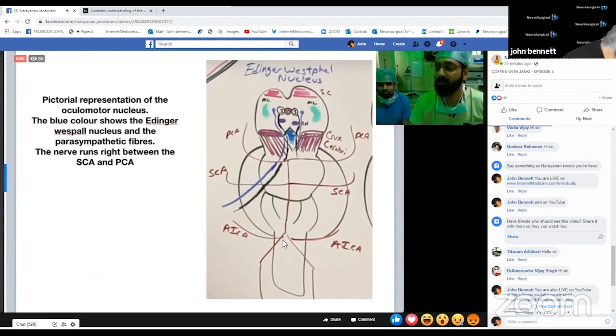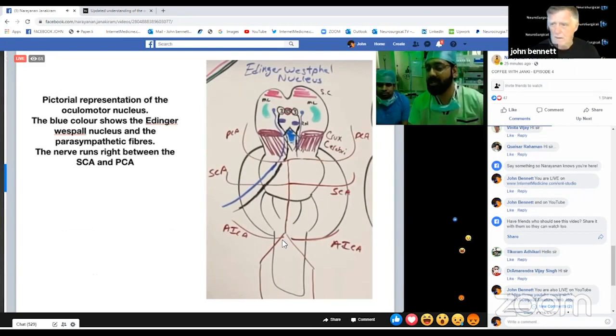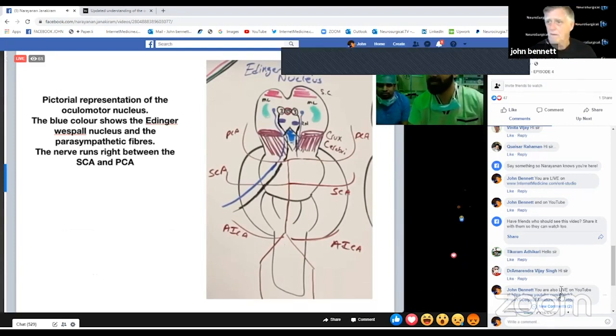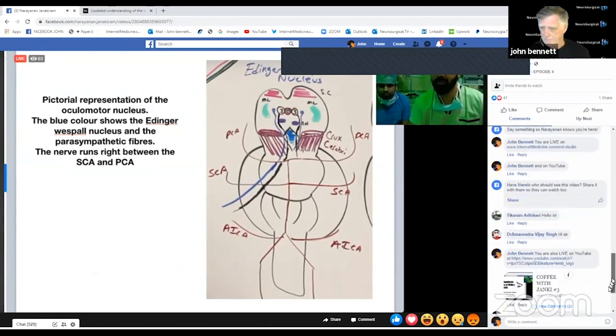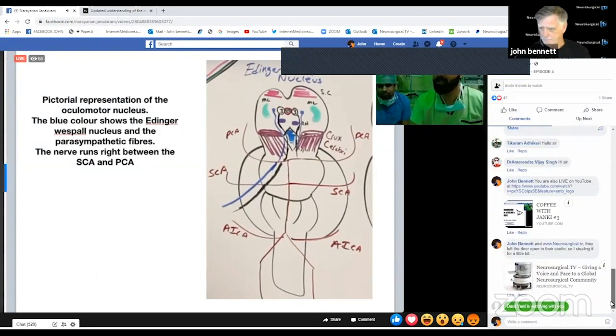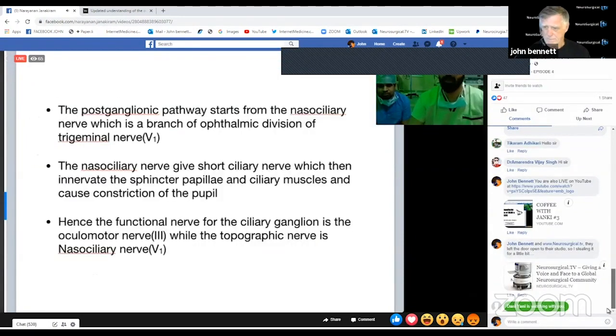You see here, that's the Edinger-Westphal nucleus, and the parasympathetic fibers, the nerve runs right between the SCA and PCA. That's the SCA and PCA here, PCA is here, SCA is here, and the third nerve goes, that's the basilar, the ICA is here, and of course the two vertebrals are here. This is the pictorial representation of the Edinger-Westphal nucleus.